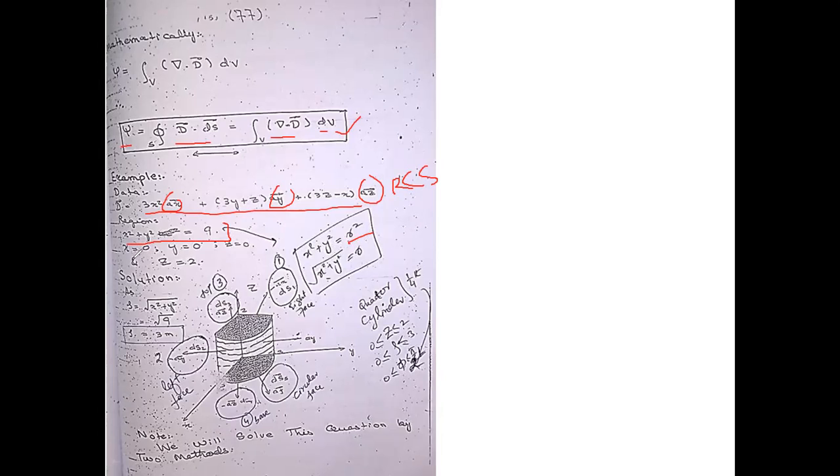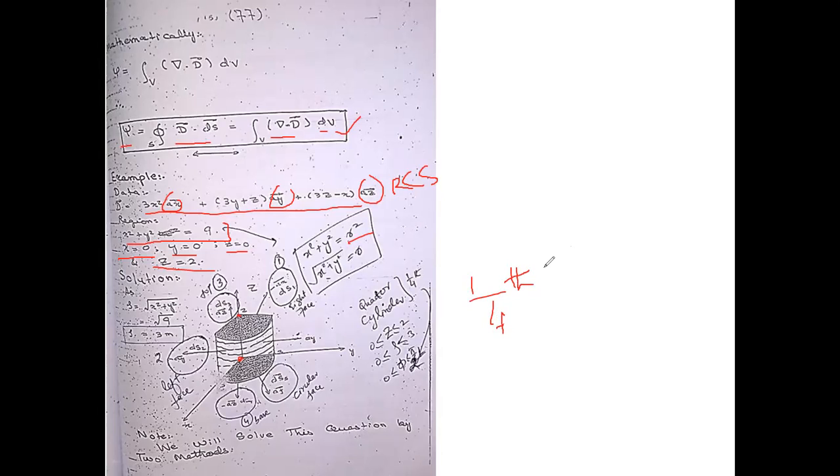Okay, x is equal to 0, y is equal to 0, and z is equal to 2. Means x is fixed, that is 0, y is 0, and z has the two limits, from z is equal to 0 to z is equal to 2. So what are the different surfaces for this given shape? This is a cylinder, and this is one fourth part of the cylinder. Or you can say it's a slice.